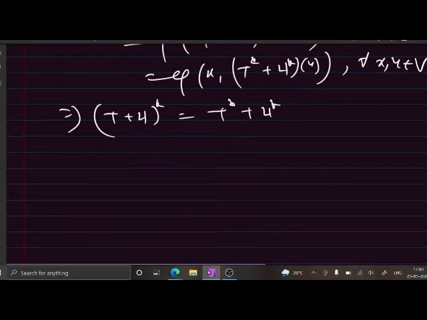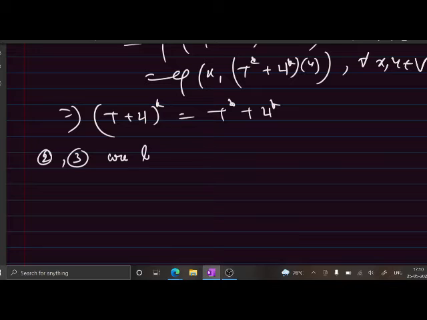Using the same process you can easily prove 1 and 3. And for 4, 2 and 3 are left as an exercise.